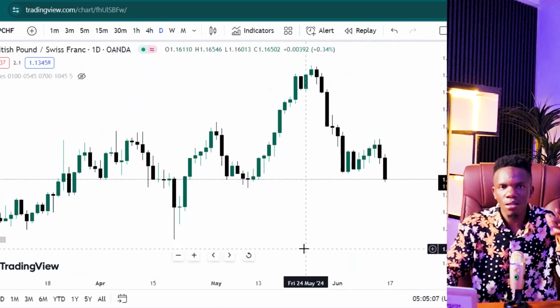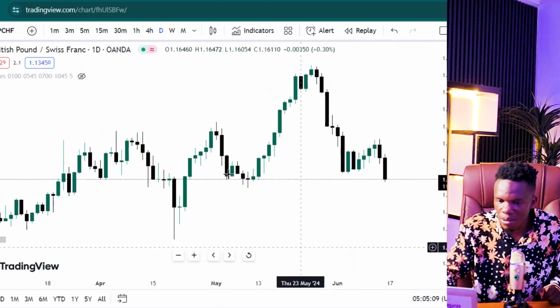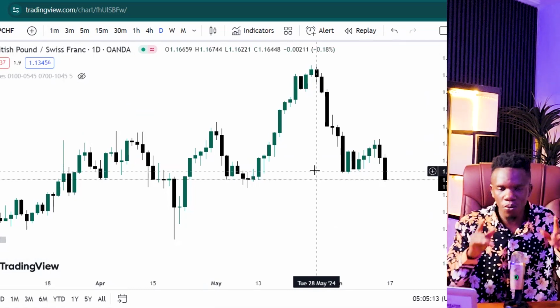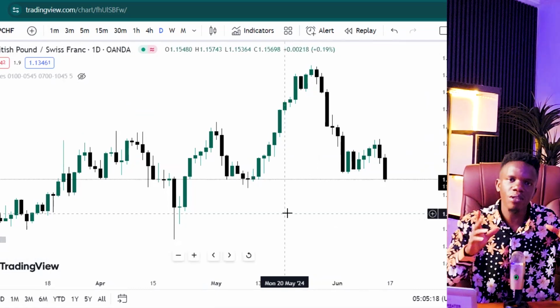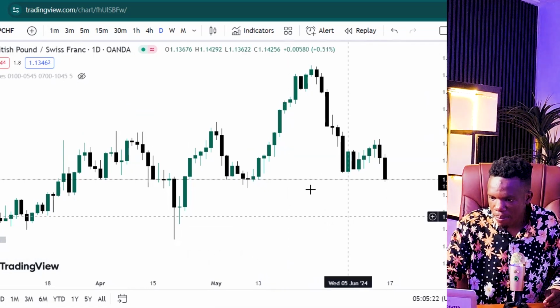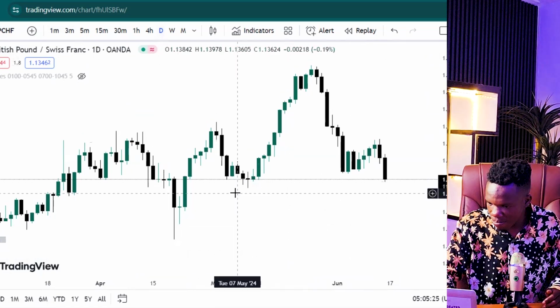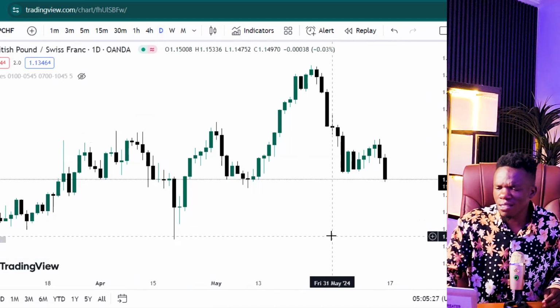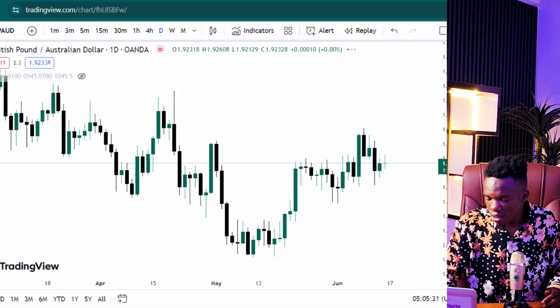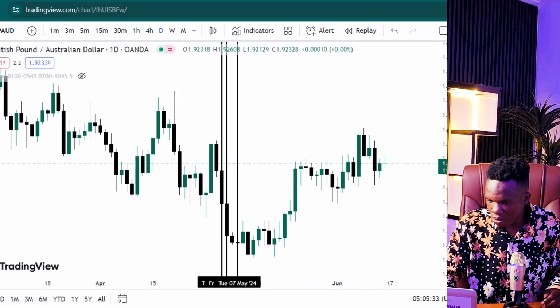We don't need them. For the example, I want to use GBP Swiss francs. This is how I do it, and this is how I want you guys to start doing it. First of all, the time frame does not matter. It depends on what you want to do on the market. For right now, I'm on daily time frame. So what I usually do is the moment I click on the pair, let's say I was on GBP AUD, then I click on GBP Swiss francs.